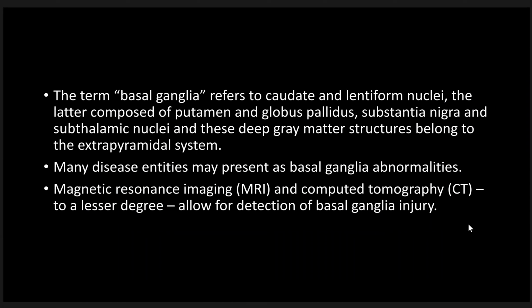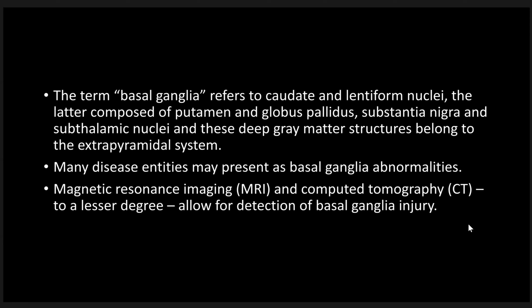The term basal ganglia refers to a group of structures found in the deep cerebral hemispheres, and it includes the caudate, putamen, and globus pallidus. The putamen and globus pallidus are also called the lentiform nucleus, and the group also includes the substantia nigra and the subthalamic nuclei. These structures belong to the extrapyramidal system.